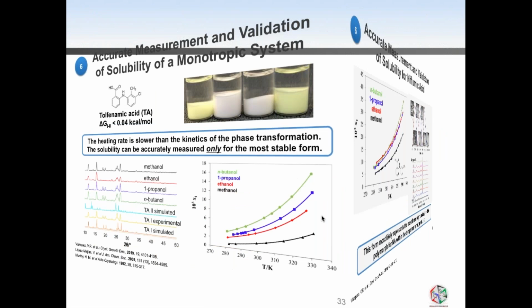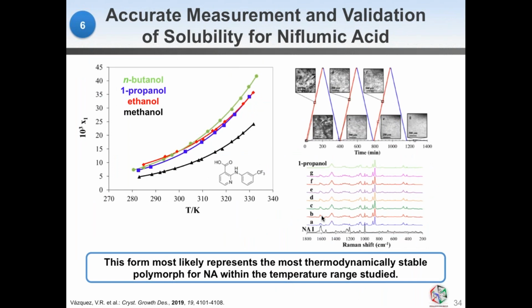In a system where we don't know any polymorphic relationship, in this case, niflumic acid, we can also use this kind of multiple heating and cooling cycles, and we can play with different heating and cooling rates to see if we can obtain a different polymorphic form than the starting material. And in the case of niflumic acid, we can conclude that the repeating experiments, the repeating cycles, lead consistently, and this was supported with in situ Raman and offline PXRD, consistently to the starting material.